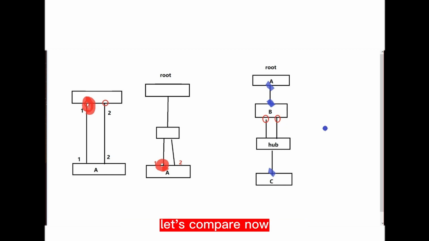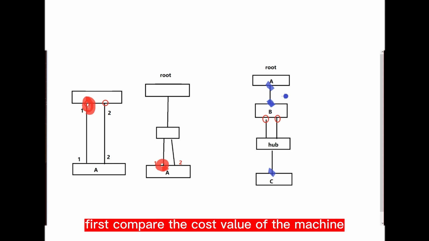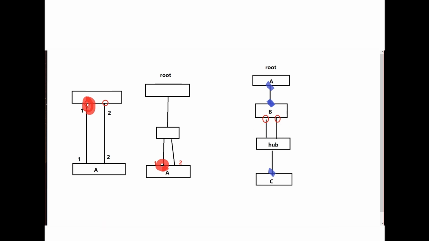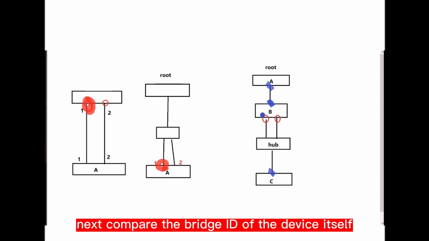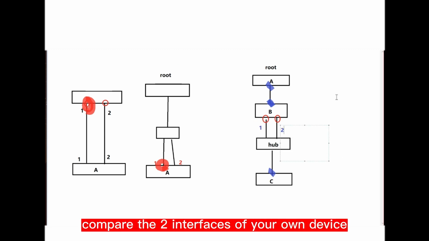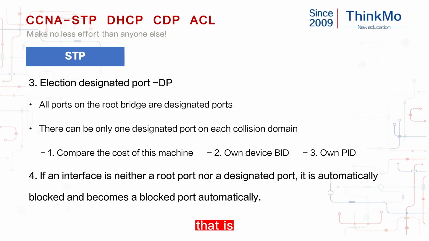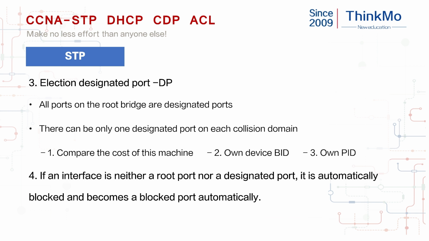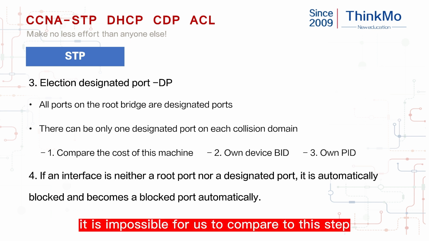Let's compare now. First compare the cost value of the machine. This has been compared, but the two are consistent. Next compare the bridge ID of the device itself. Both are device B. You can only compare the two interfaces of your own device. That is, finally we compare the port ID of the device itself. Therefore, it is impossible for us to compare up to this step.